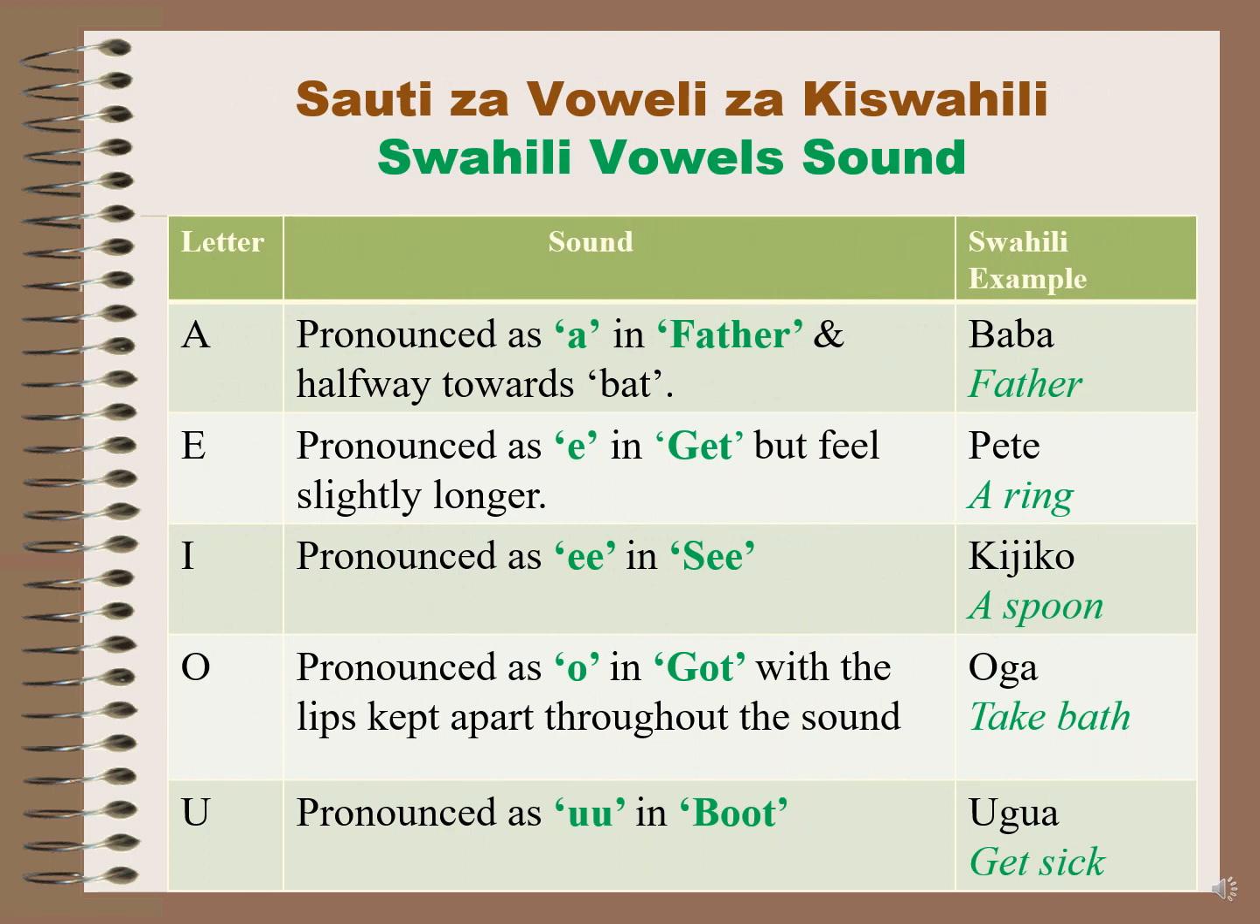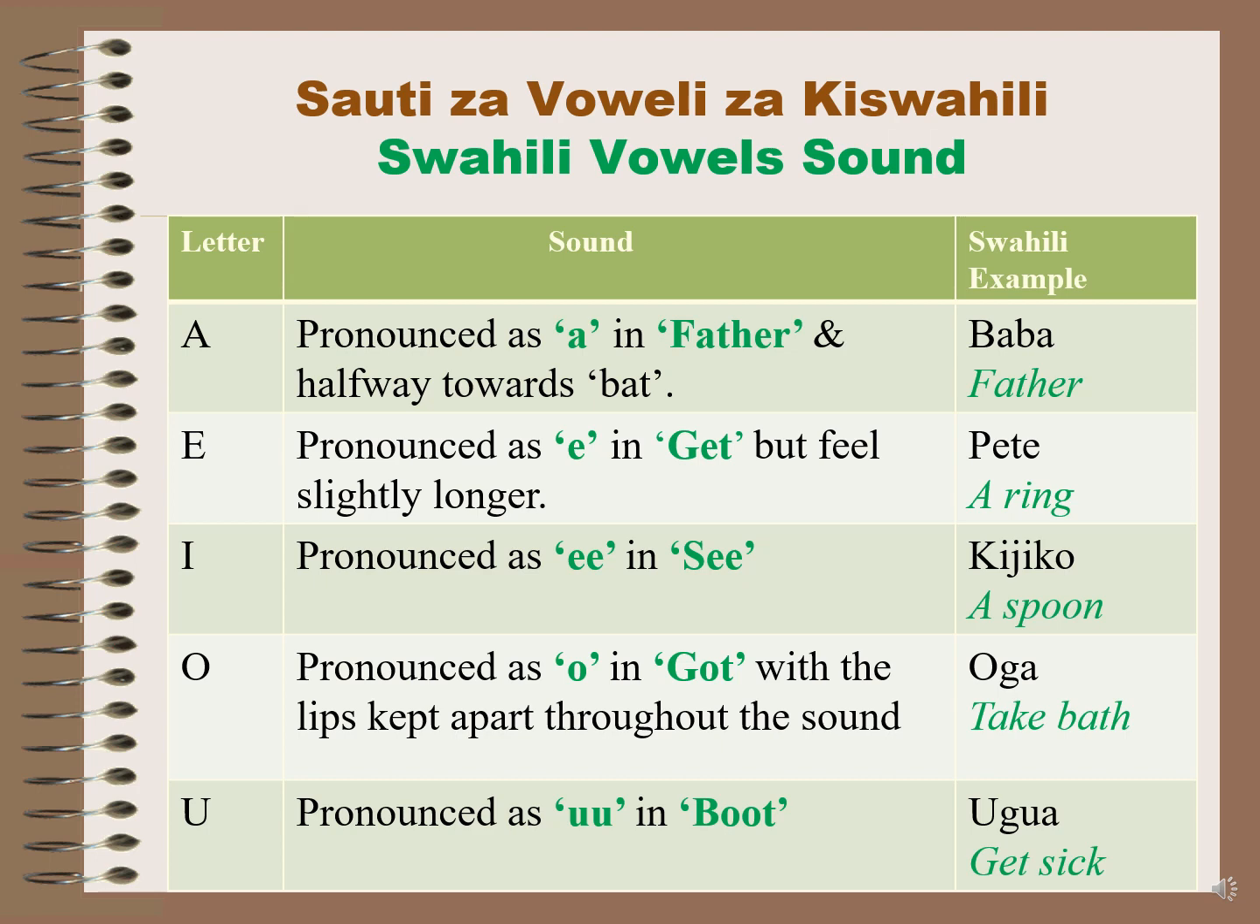Sauti za voweli za Kiswahili. Swahili vowel sounds. There are 5 letters of Swahili vowels, which are A, E, I, O, and U. A is pronounced as A in father, and halfway towards but. Swahili example is baba, meaning a father.